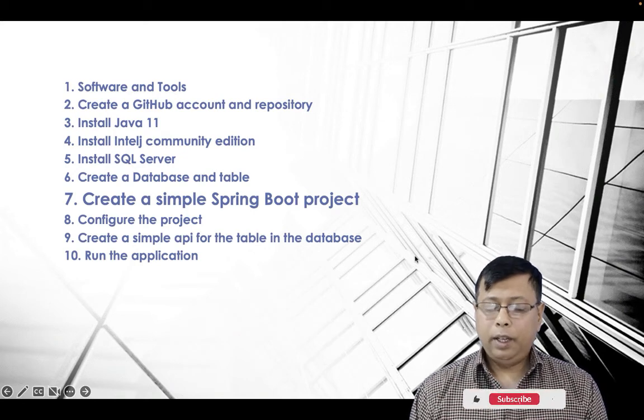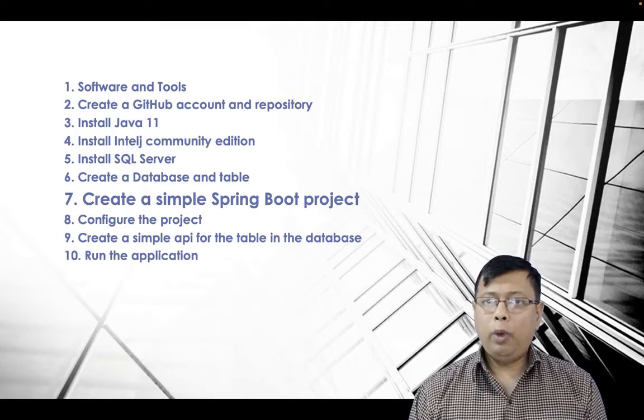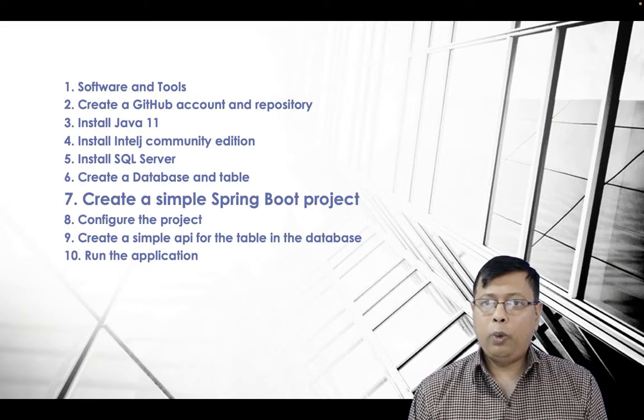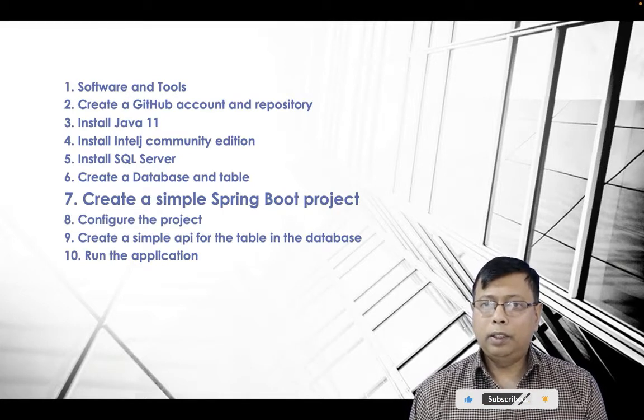Step 7, create a simple Spring Boot project. So now we have all the items. We have Java as our programming language already installed. We have IntelliJ as our interface already installed. We have SQL Server as our database. The database name is CompanyDB. The table name is department, already created. And let's go and create our REST API using Spring Boot.